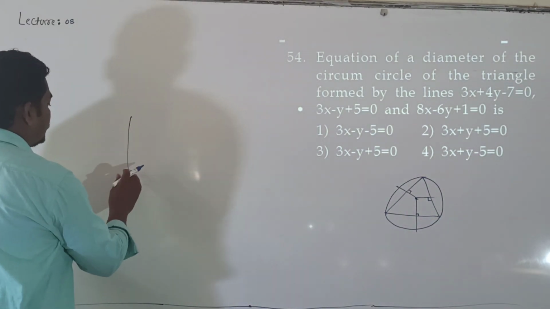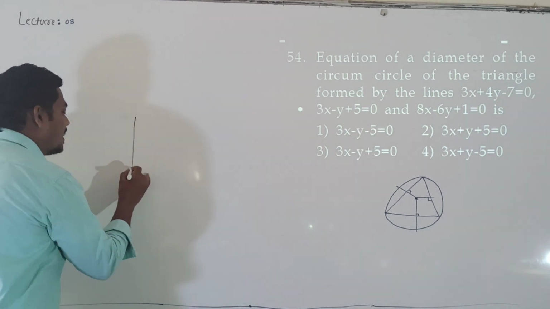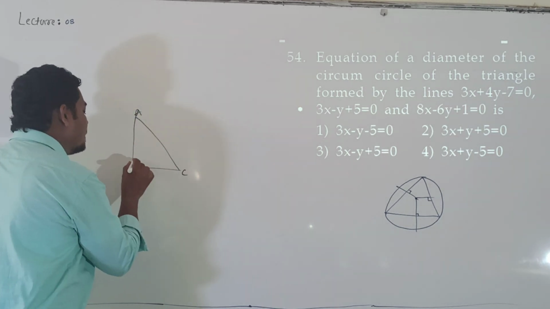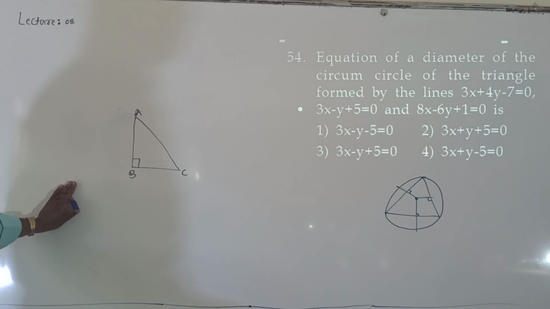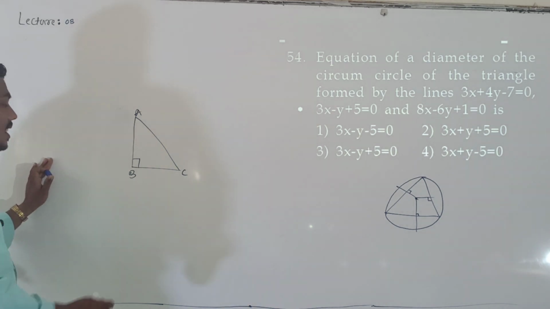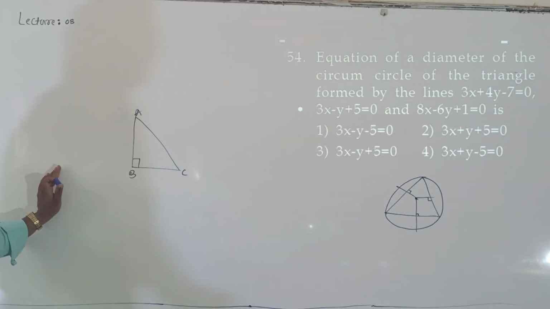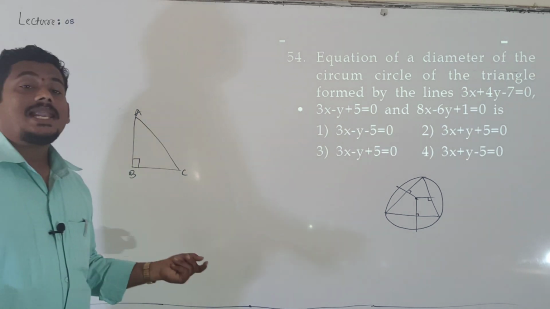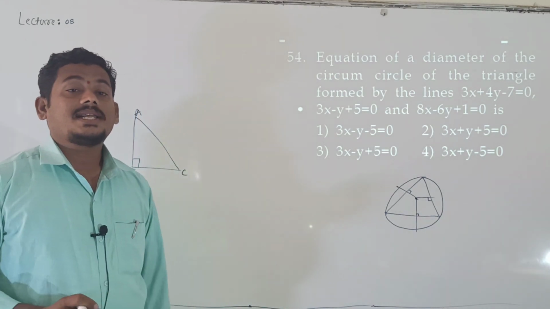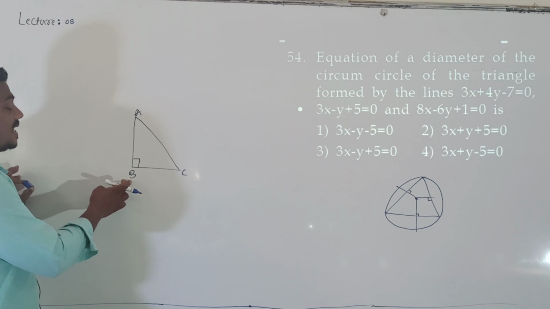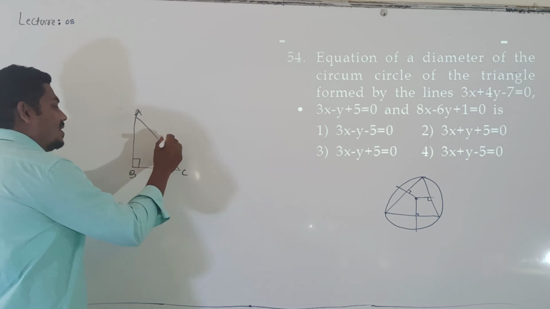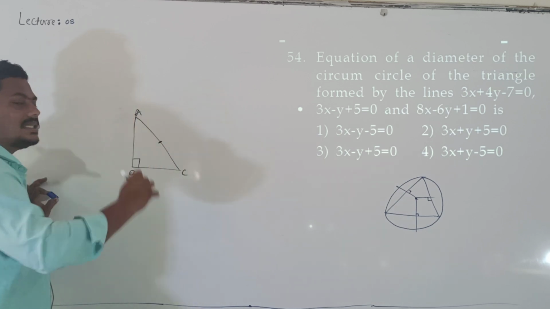Let me clear that point. Suppose the given triangle is a right angle triangle. Suppose it is A, it is B and it is C, and angle B is 90 degrees. Then in this right angle triangle, what is the orthocenter? The right angled vertex is the orthocenter. Then what is the circumcenter? In a right angle triangle, the circumcenter lies on the midpoint of the hypotenuse side. If AC is the hypotenuse side, then the midpoint of AC is the circumcenter.